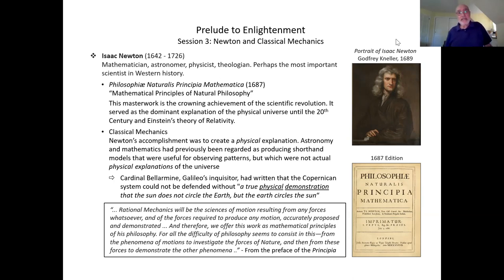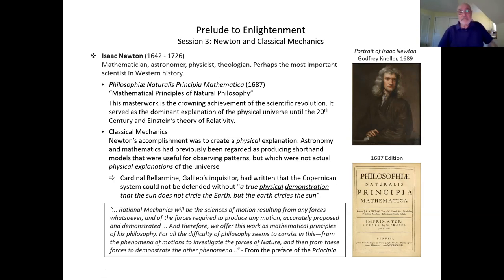He's a mathematician, an astronomer, a physicist, and a theologian, surprisingly. And as I said, he is clearly the central figure of the scientific movement in our period. His great book, The Mathematical Principles of Natural Philosophy, Philosophiae Naturalis Principia Mathematica, the title page of the famous 1687 edition, is on the lower right. There is a portrait of him, the Gottfried Kneller portrait, in the upper right.